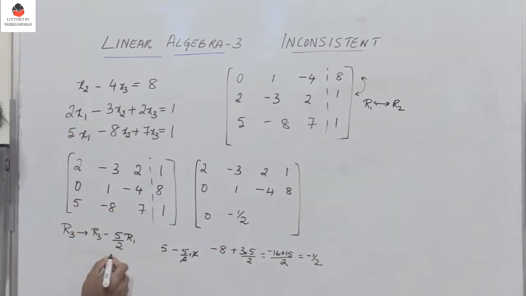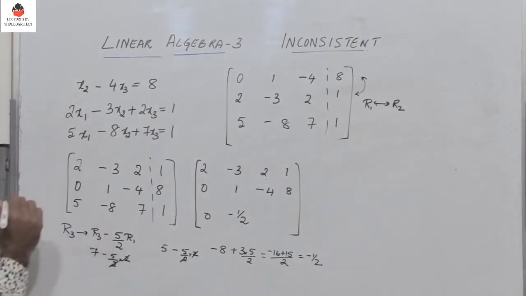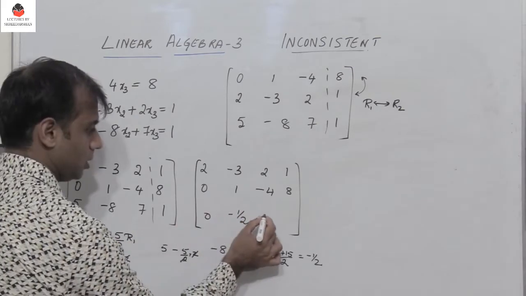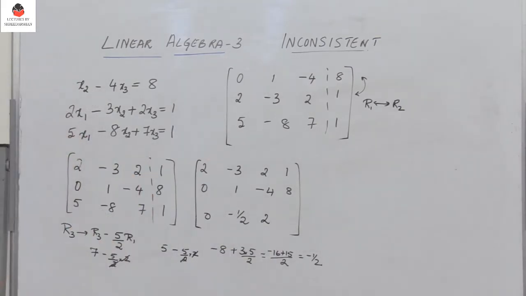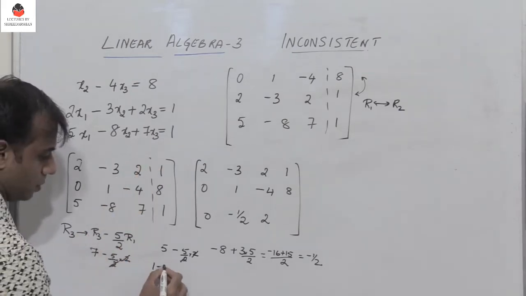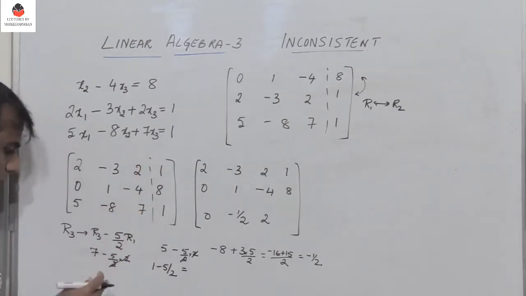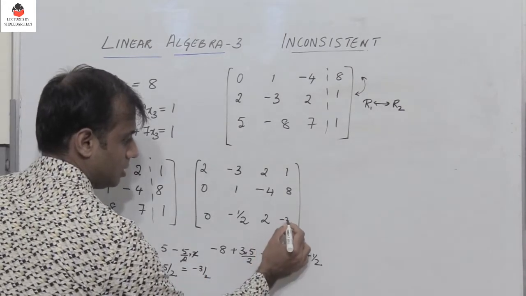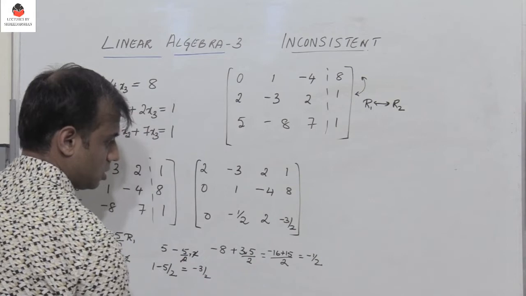Next I have 7 minus 5 by 2 into 2. So 2 gets cancelled. So 7 minus 5 will give me 2 here. And what about the next one? 1 minus 5 by 2. So 1 minus 5 by 2 is definitely minus 3 by 2. So I have minus 3 by 2. So this is what I get.